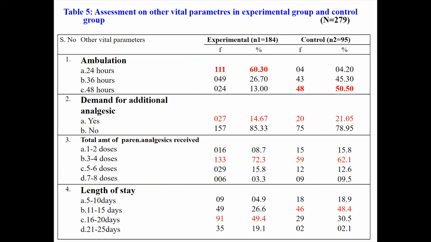And regarding demand for additional analgesics, majority didn't request an additional analgesic in both the groups, and the total amount of parenteral analgesics received were within 3 to 4 doses. And the length of stay, again, in the experimental group, the mean length of stay was around 91% of women stayed longer as compared to control group, where majority of them stayed within 11 to 15 days.